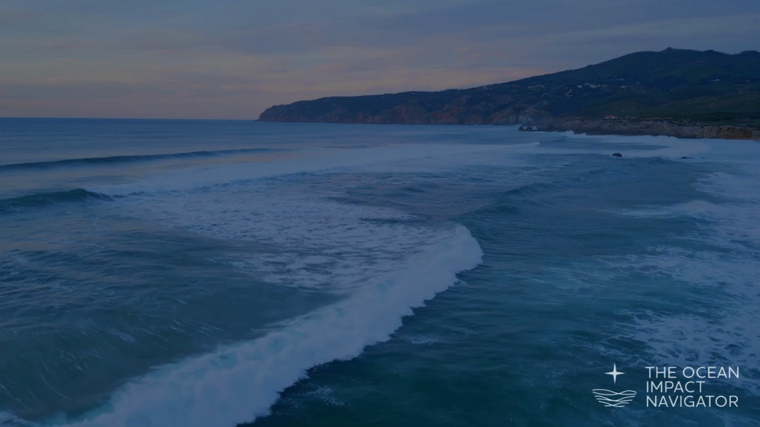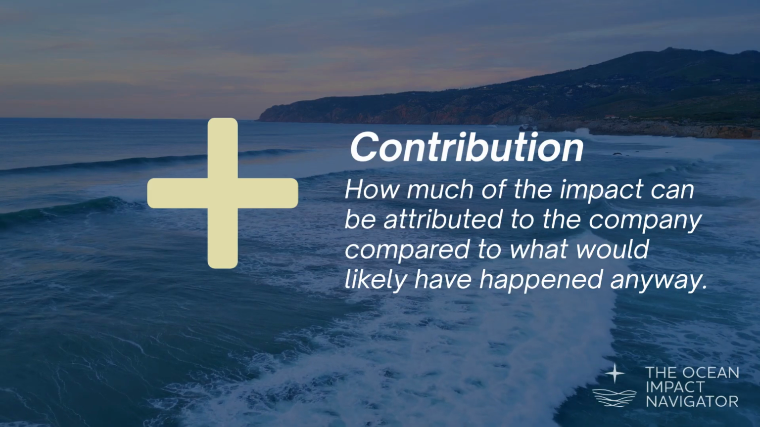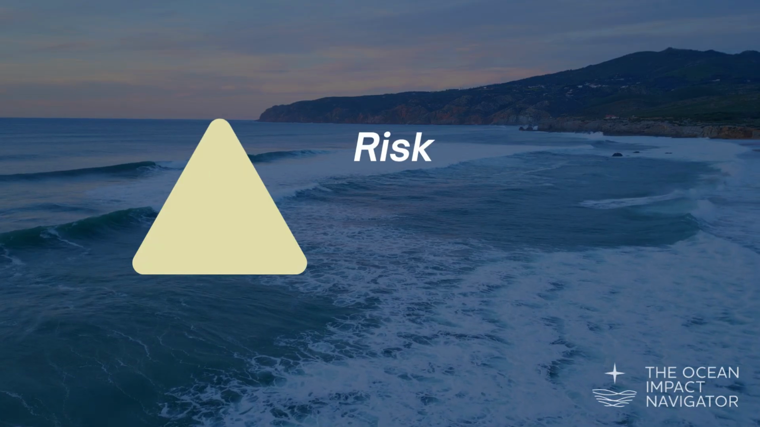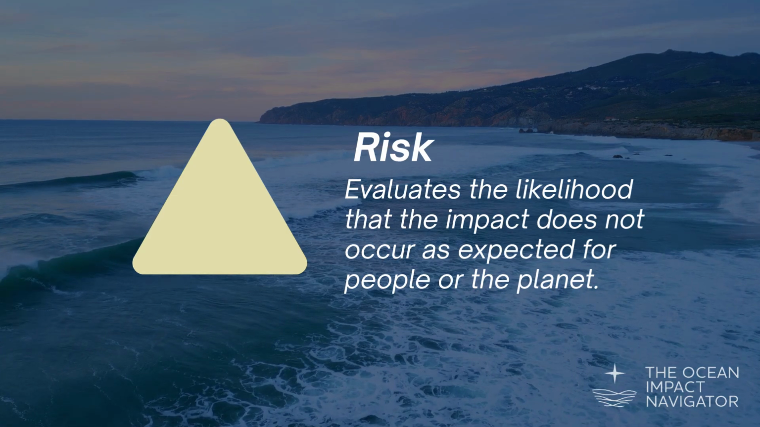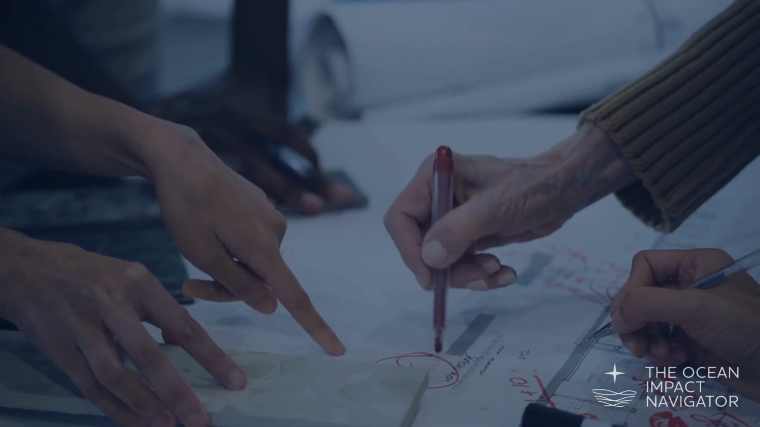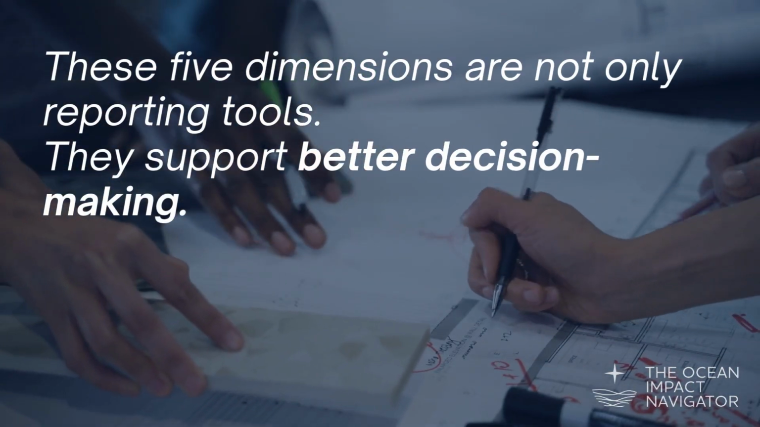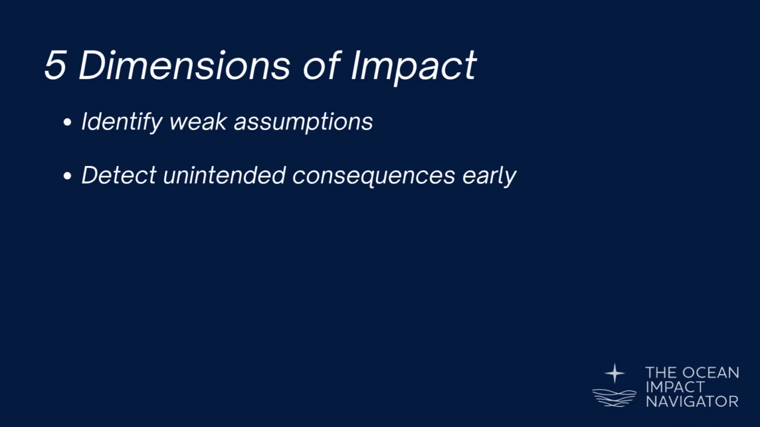and the baseline. The contribution assesses how much of the impact can be attributed to the company compared to what would likely have happened anyway. And the risk dimension, this evaluates the likelihood that the impact does not occur as expected for people or the planet. Importantly, these 5 dimensions are not only reporting tools, they support better decision-making. By structuring data along these dimensions, organizations can identify weak assumptions, detect unintended consequences early, and refine strategy over time.